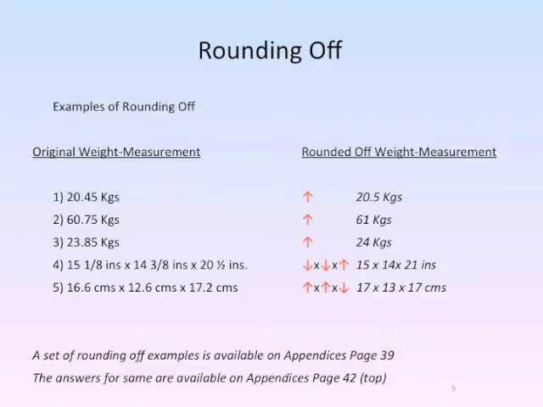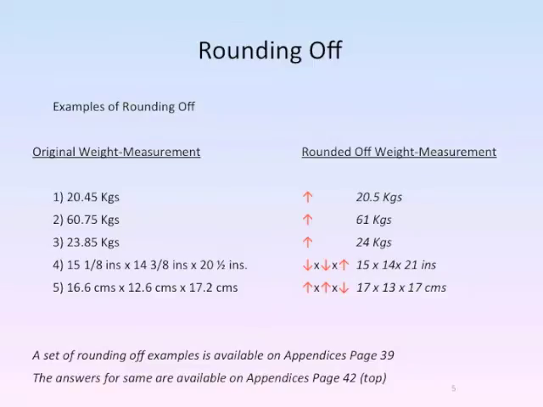15 and 1/8 of an inch by 14 and 3/8 of an inch by 20.5 inches. Now, the 15 and 1/8 of an inch is rounded down to 15, the 14 and 3/8 of an inch is rounded down to 14, and the 20.5 inch is rounded up to 21 inches.